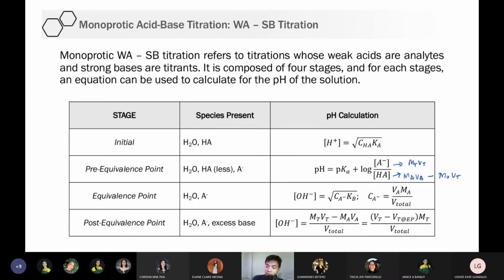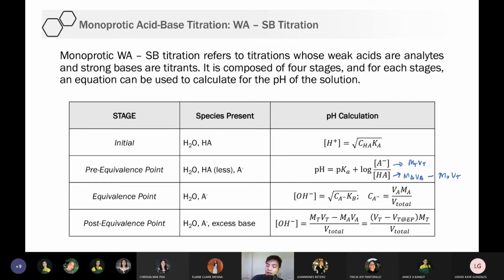Then, dagdag ka pa ng titrant. Dagdag. What will happen? You will reach now the equivalence point. Equivalence point is the point wherein the moles of analyte is equal to the moles of titrant. Ibig sabihin, equal na silang dalawa. Ngayon, what will happen sa solution?